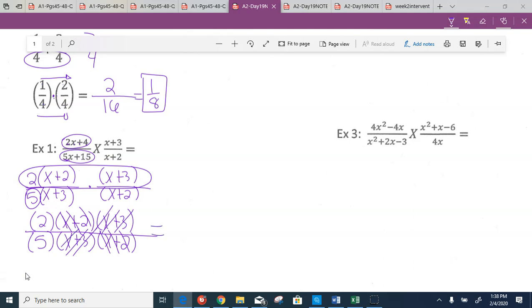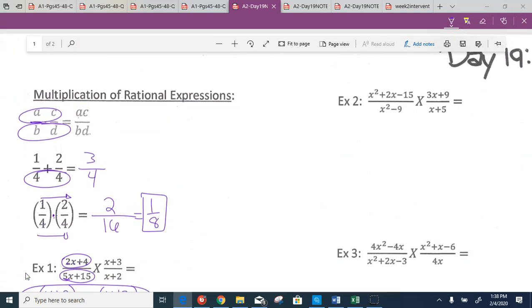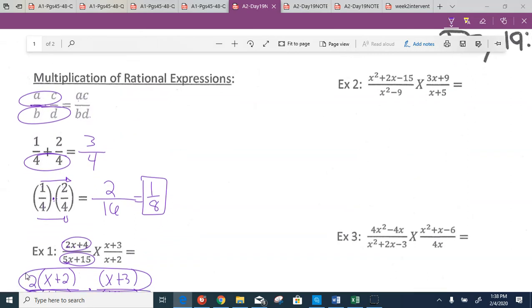So what remains? Well, on the top I have a 2, on the bottom I have a 5. So that's our solution then, 2 fifths. Everything else canceled out nice and neat, which is kind of the point of today's assignment. You have to remember how to do all the factoring methods we learned previously in order to be successful with this assignment. Let's go on to example 2.